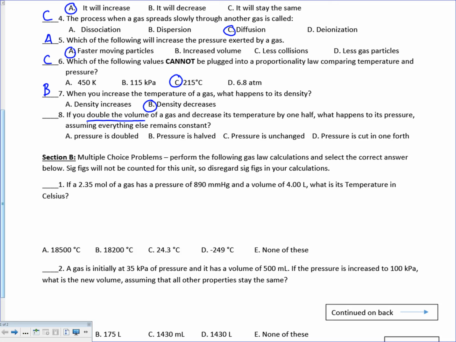Okay? And then if we look at the second thing, we're reducing the temperature to 1/2. Temperature and pressure are directly proportional, so decreasing the temperature to 1/2 also cuts the pressure in half. And so the effect here is we're cutting it in half, and then we're cutting it in half again, which means the pressure is going to be cut to 1/4.